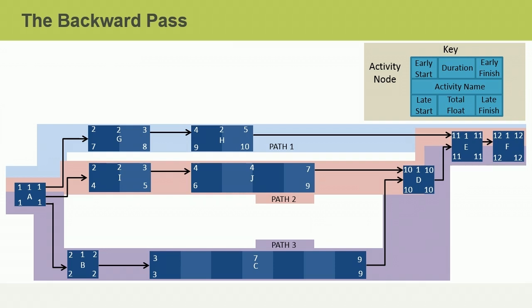Now that you have completed the backward pass, you can determine all of the early start, early finish, late start, and late finish dates for all of the activities in the project. This will be important later when we search for any flexibility in our schedule.